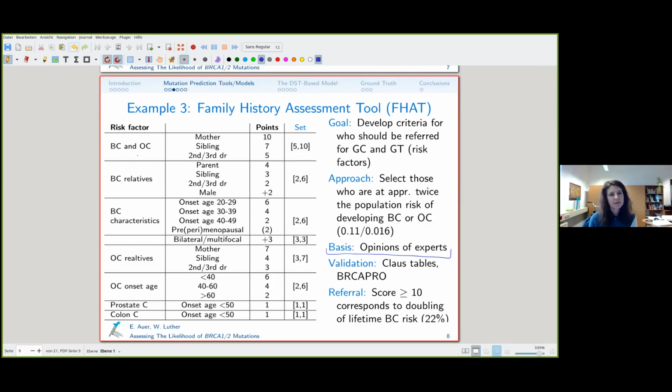And we see, for example, here, breast and ovarian cancer in mother, sibling, and relatives produces different amounts of points for this criteria. Some of the other tools just consider breast and ovarian cancer in the same person without differentiating between the relatives. If we want to compare those other tools with this tool, we might want to work with a set of points. And I will show you in a minute how we can do this.